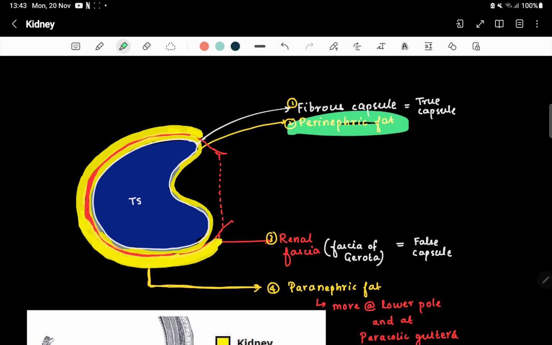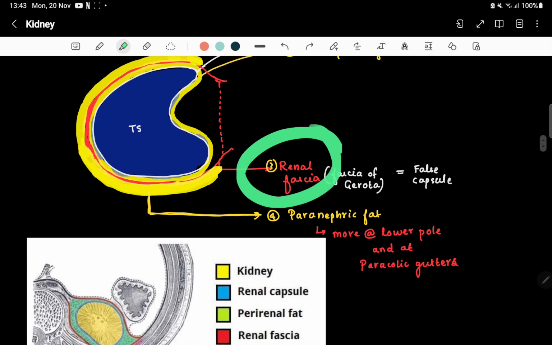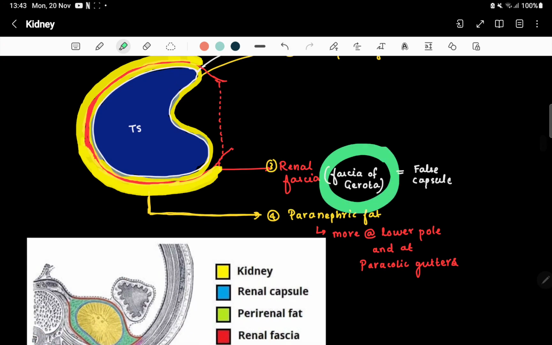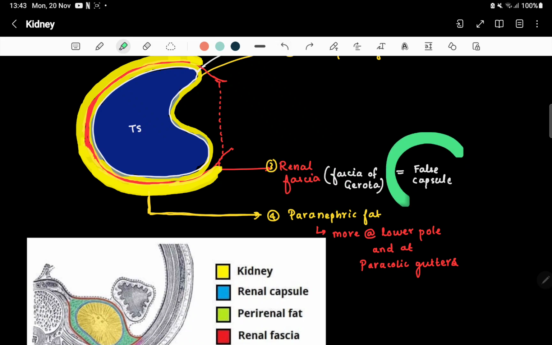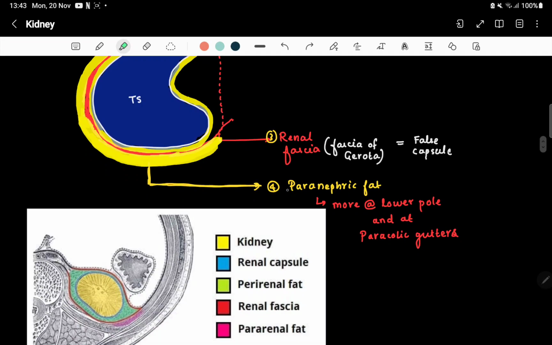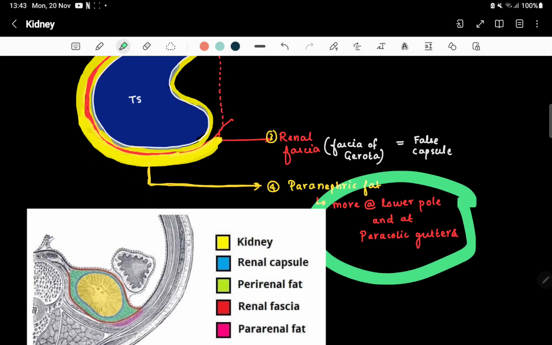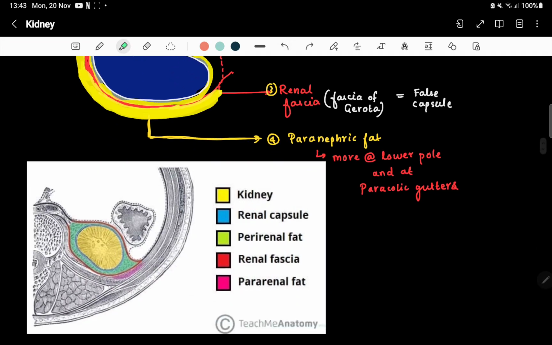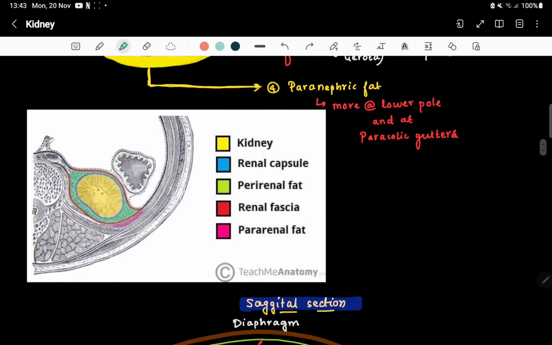And then you have some perinephric fat. Just look at the yellow structure, the perinephric fat. Okay, and the third one is the renal fascia, which is called the fascia of Gerota. Fascia of Gerota is the renal fascia, which is the false capsule of the kidney. And then you have the paranephric fat, which is present more at the lower pole rather than the higher pole. So these are the kidney layers.